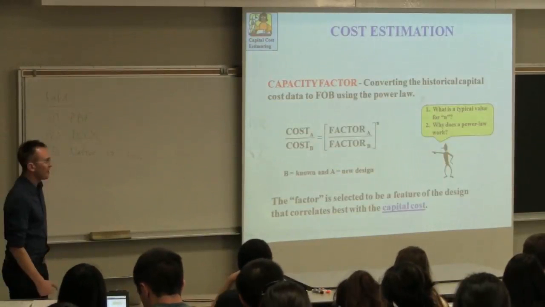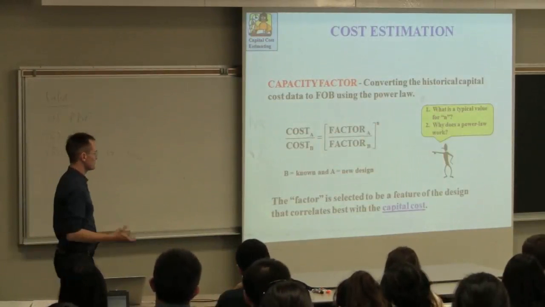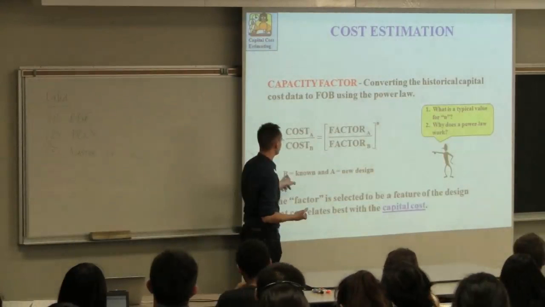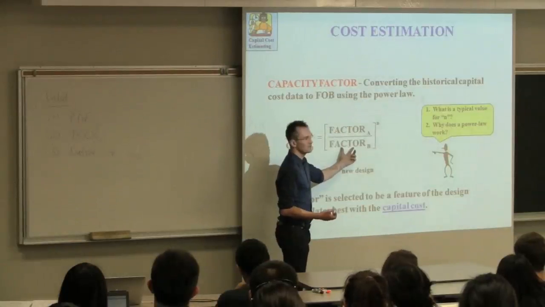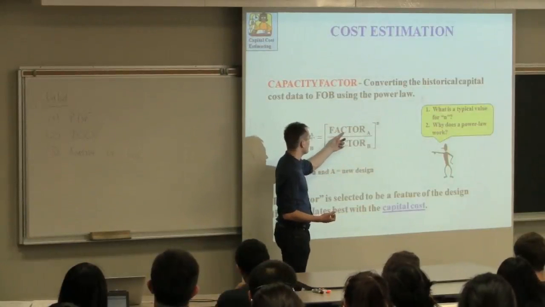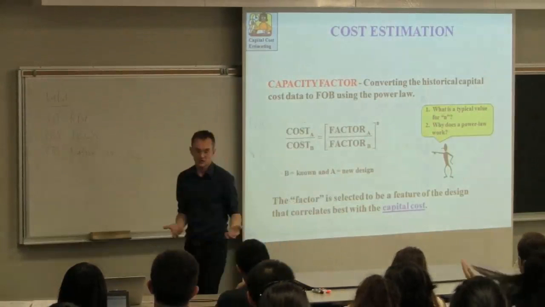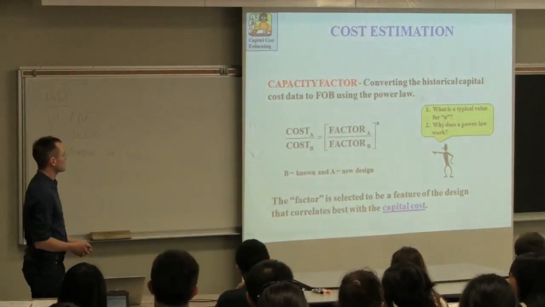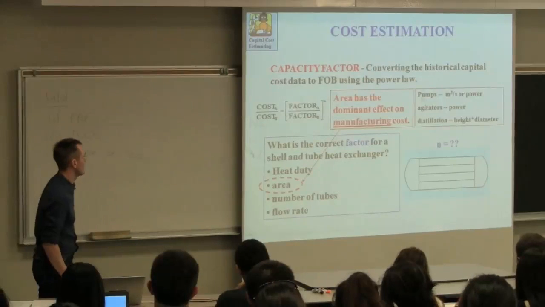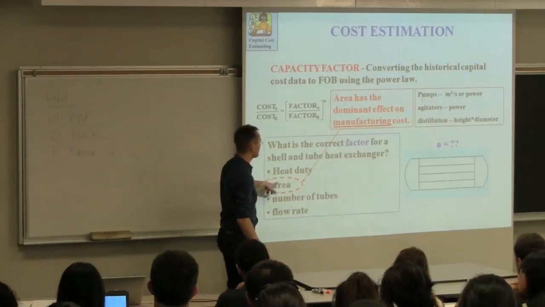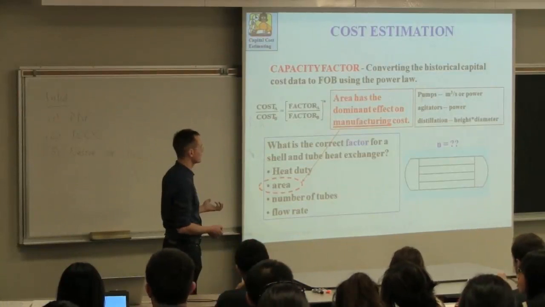And then just the last recap before we get to the new material is that when we ratio the database design, so that's the design we look up from the database for a known unit, for a given size of unit, we're trying to determine the cost of our new design, A, and we know what that unit's capacity needs to be. We emphasized in the last class that the factor we choose is relevant for the unit we're trying to size. So the example I gave on the heat exchanger, the dominant effect that influences the heat exchanger price is the surface area.